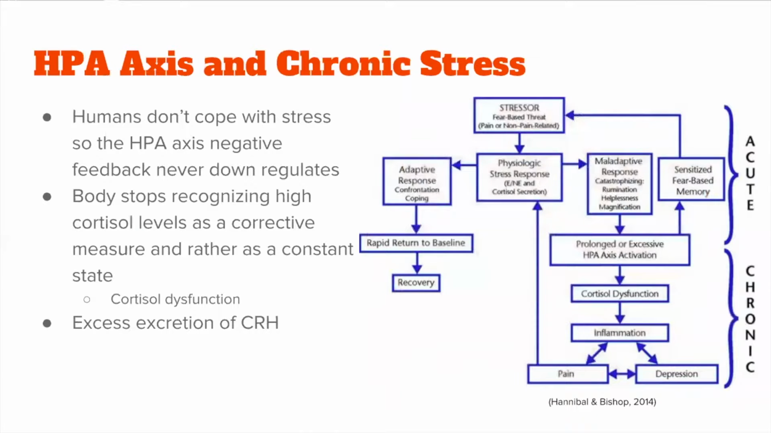If someone with chronic stress doesn't take the necessary steps to relieve their stress, then the negative feedback loop of the HPA axis continues, leading to high amounts of cortisol in the body. At this point, the body normalizes these high cortisol levels, leading to cortisol dysfunction and excess excretion of CRH.